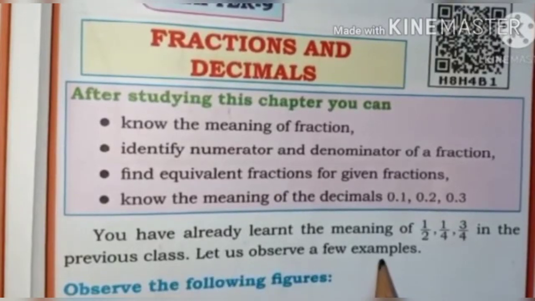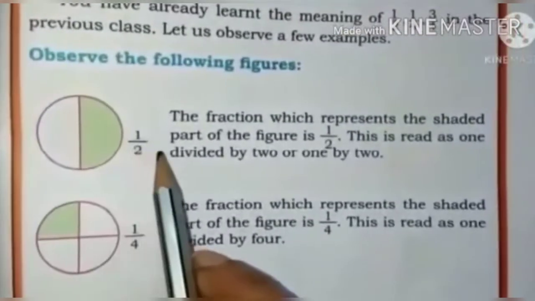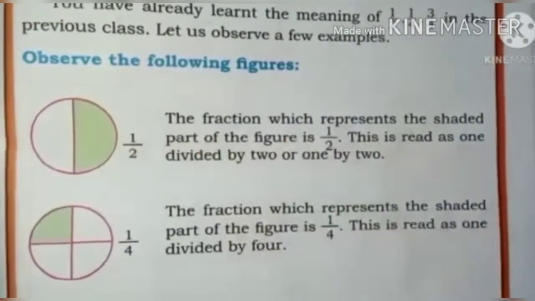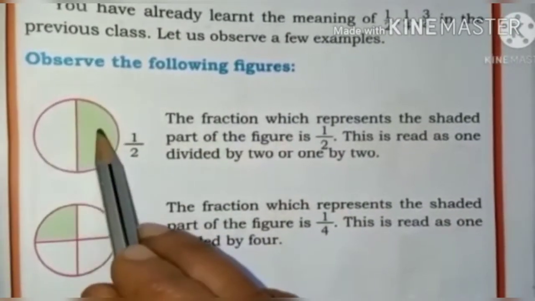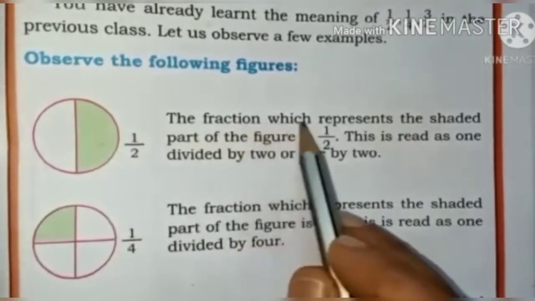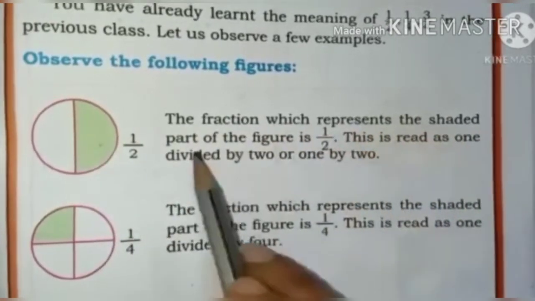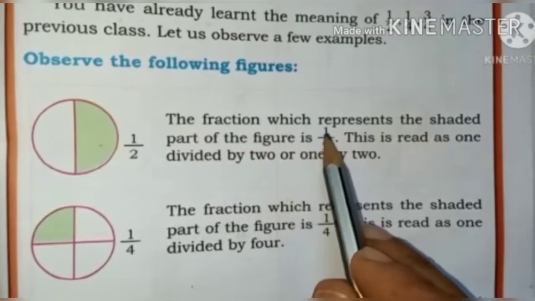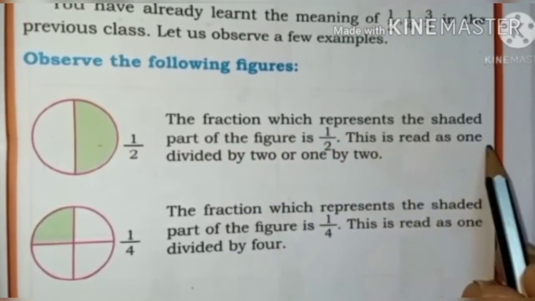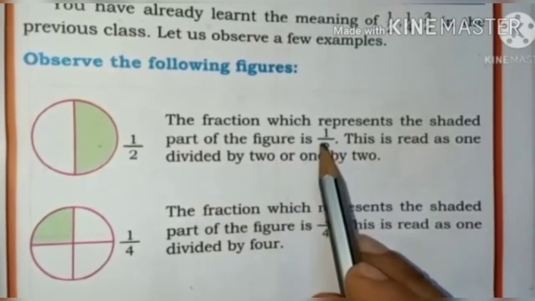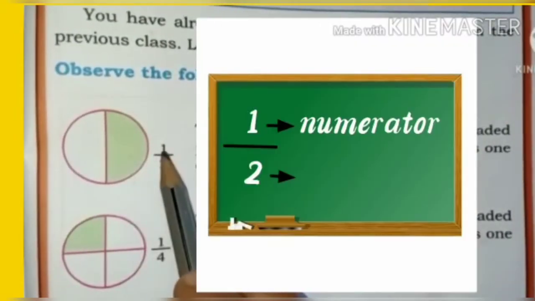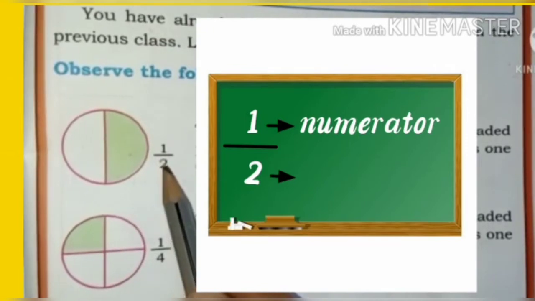Let us observe the example, children. Equal parts of a whole object is called a fraction. The figure has two equal parts and one part is shaded. The fraction which represents the shaded part of the figure is 1 divided by 2. This is read as 1 by 2, and here 1 is the numerator and 2 is the denominator.